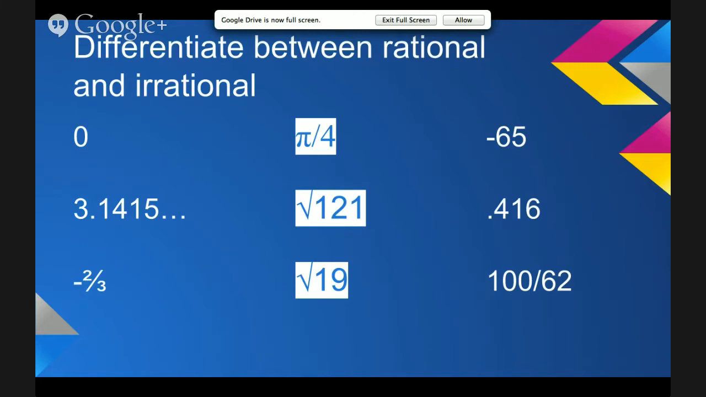So let's start with a little practice. We're going to differentiate between rational and irrational numbers. So you're going to do this on your own. I'll give you a couple minutes to do it. Just take a look at these numbers and determine whether they're rational or irrational. Alright, and now we're going to check our answers.